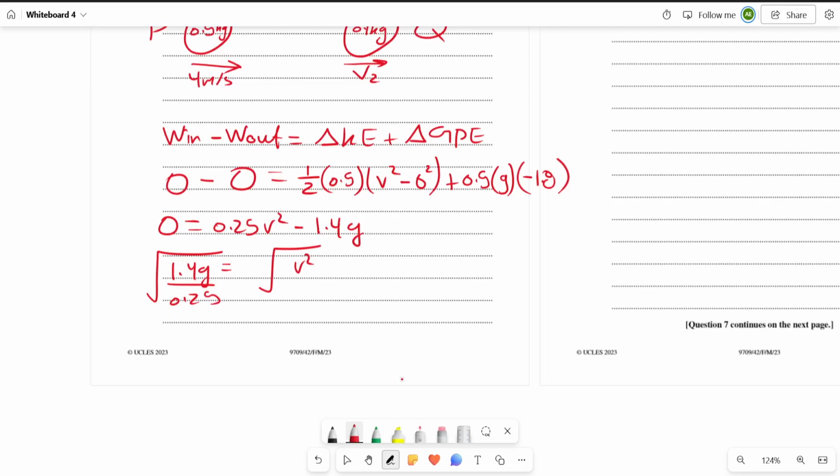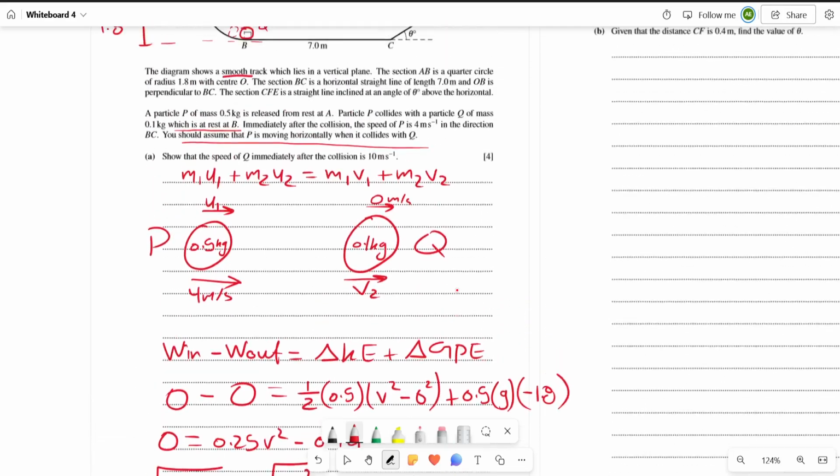There is something probably wrong here. 0.5 times 1.8 is not 1.4, it's 0.9. So this is 0.9, my bad. So instead of 1.4, we just replace it with 0.9. So if we do this on the calculator, the square root of 0.9 times 10 over 0.25, it's going to give us a v value of 6 meters per second.